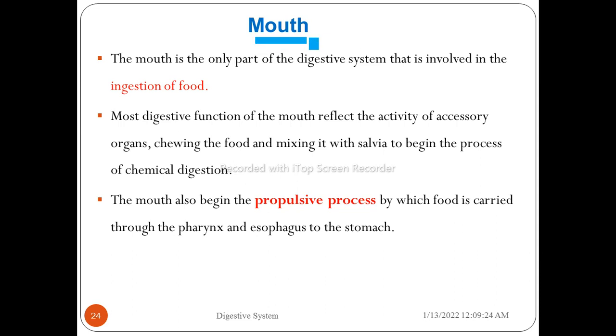The mouth is the only part of the digestive system that is involved in the ingestion of food. Ingestion means the process of taking food into the mouth. Most digestive functions of the mouth reflect the activity of accessory organs, chewing food and mixing it with saliva to begin the process of chemical digestion. The mouth also begins the propulsive process, swallowing, by which food is carried through the pharynx and esophagus to the stomach.